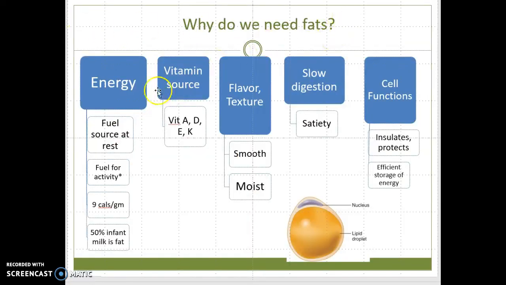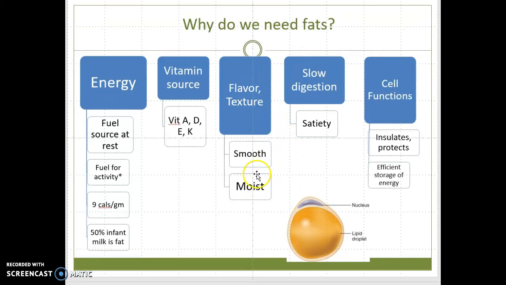And here you can just see why we have fats for energy, as we mentioned. It can carry vitamins, so if you have a low-fat diet, you could have a deficiency of these fat-soluble vitamins. We know that it's high calorie, 9 calories per gram. It provides good texture. If you've ever had a muffin that's made with low fat, it's kind of chewy. It doesn't melt in your mouth.